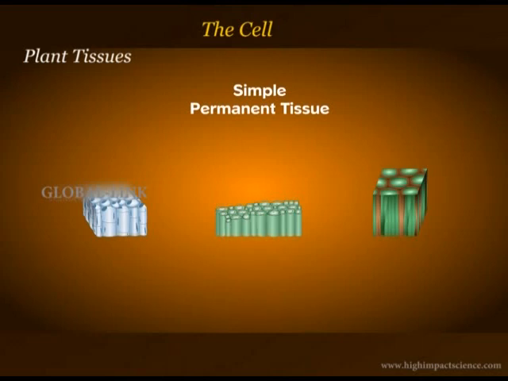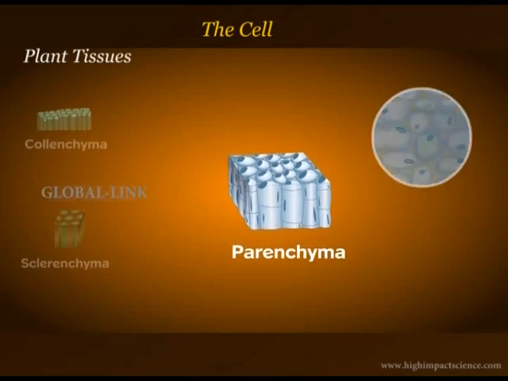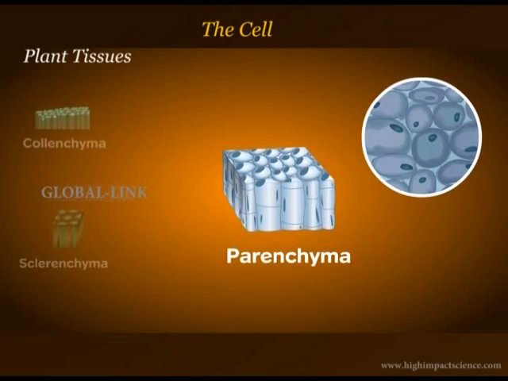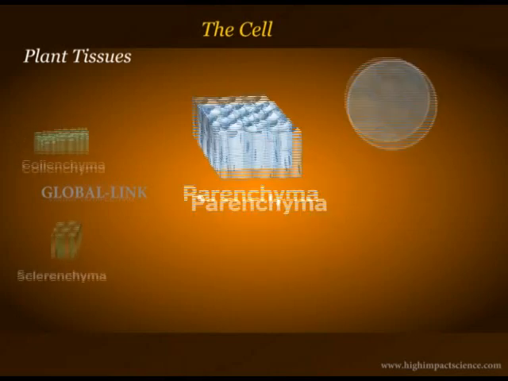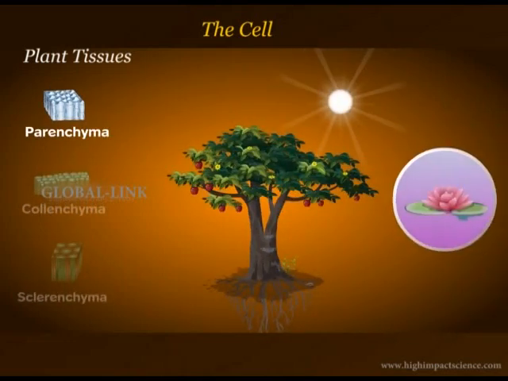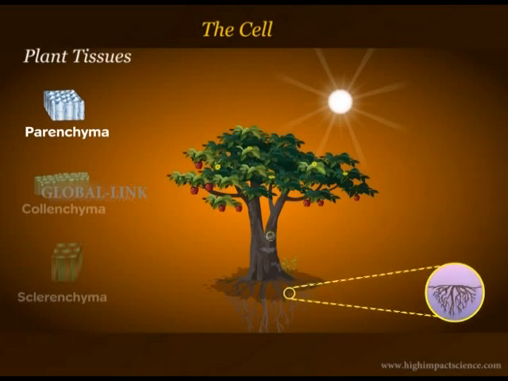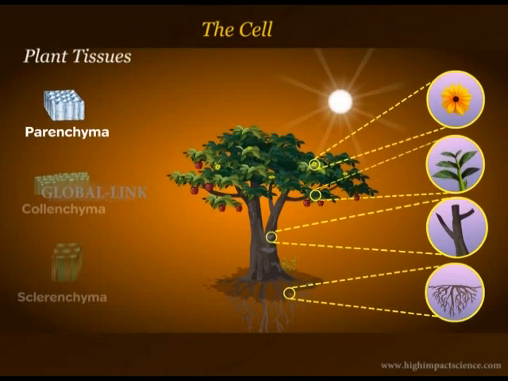Based on the function, they are further classified into parenchyma, collenchyma, and sclerenchyma tissues. Parenchyma are oval-shaped cells within cell walls and have extensive spaces between the cells. They aid in photosynthesis, storage, and also help aquatic plants to float. They are composed of living cells found in roots, stems, leaves, and flowers.